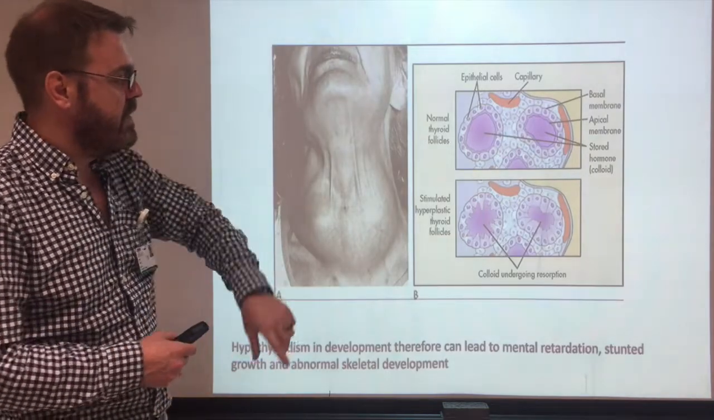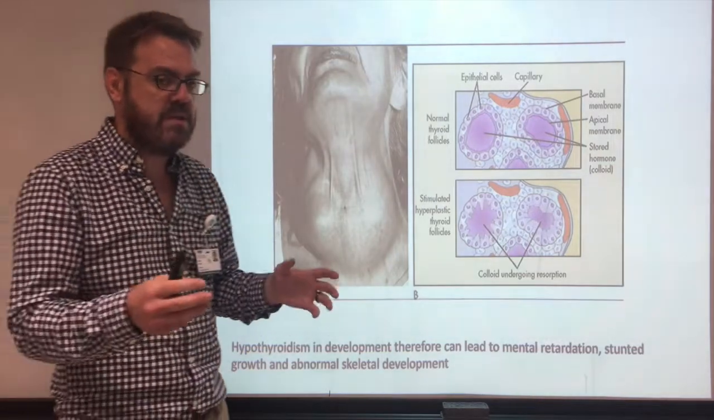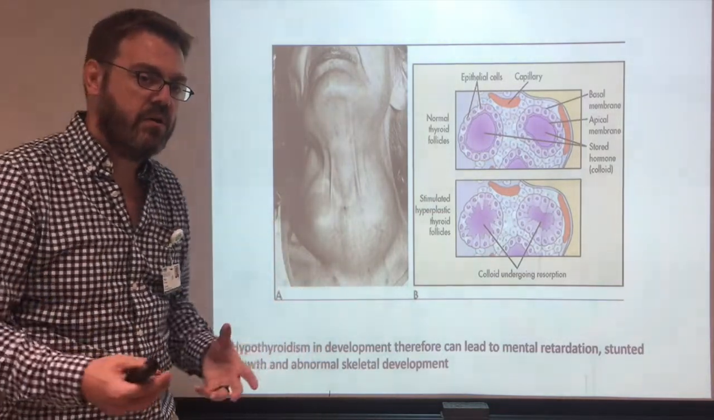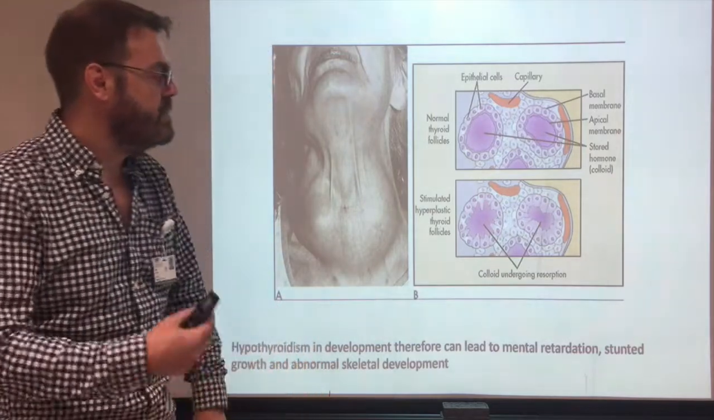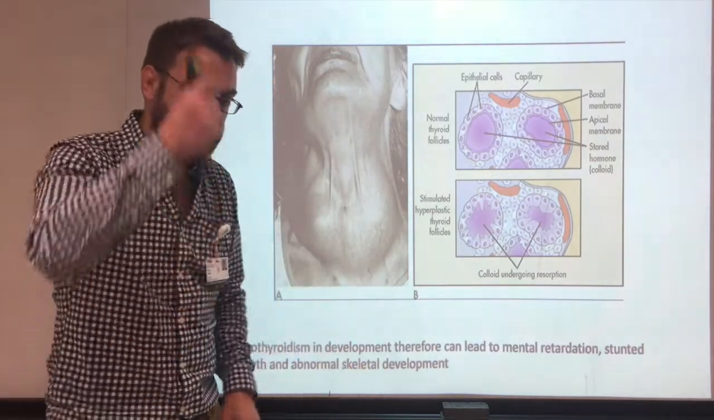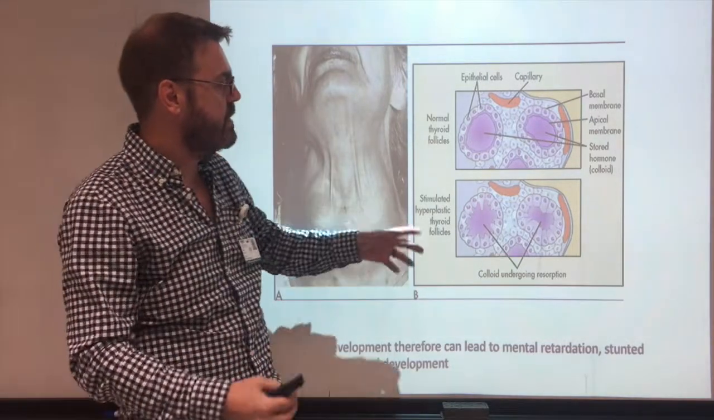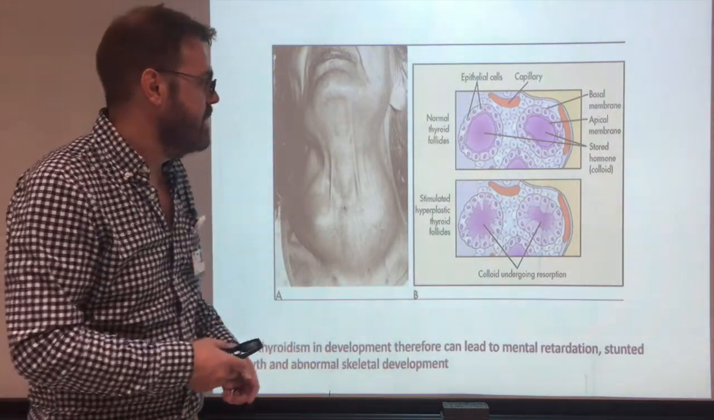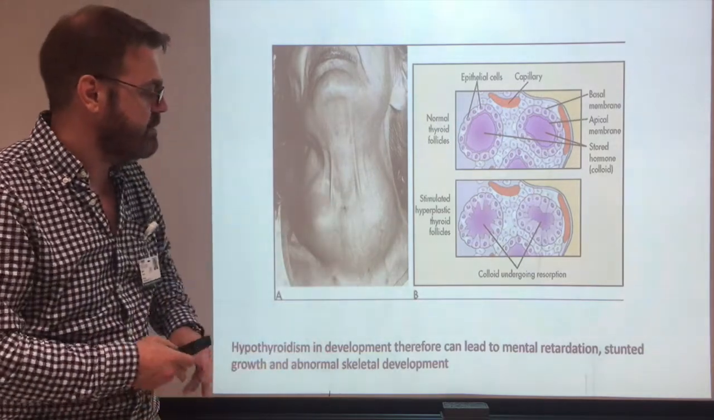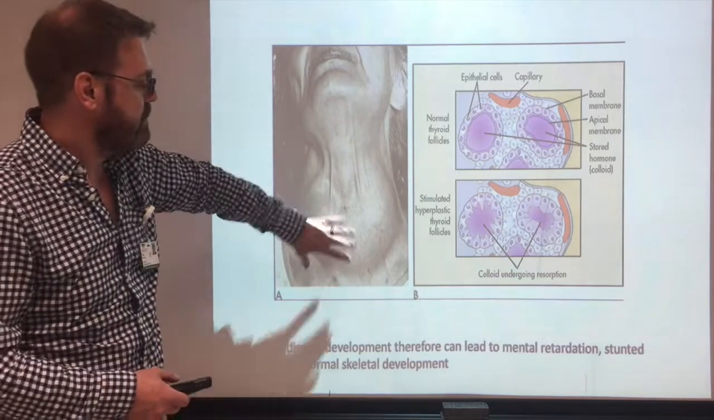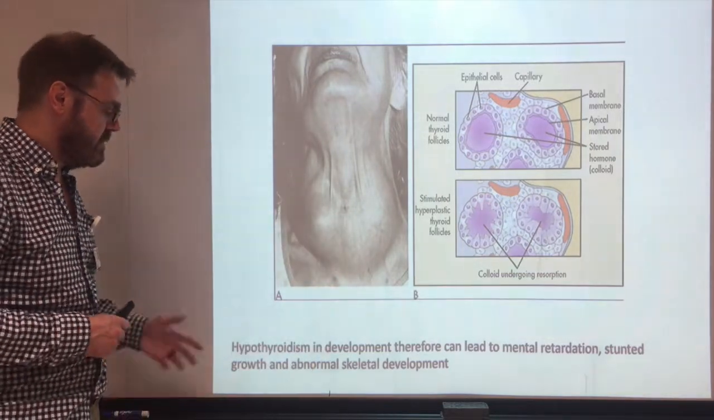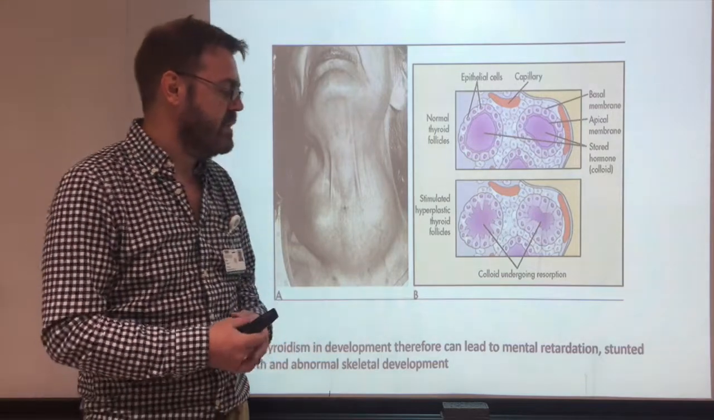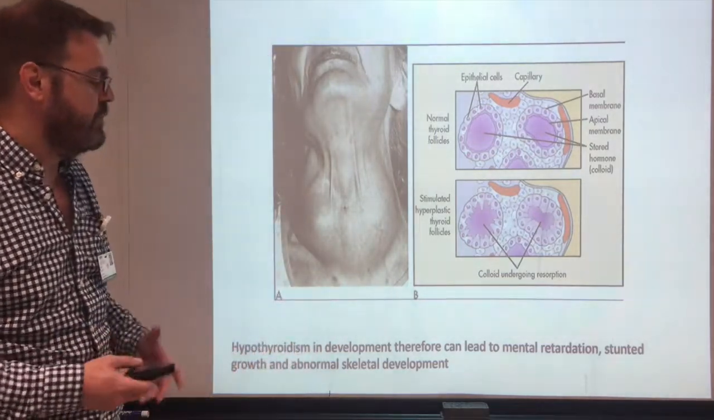And because TSH doesn't have a feedback loop, if there's something wrong, you don't have enough iodine, or the thyroid isn't able to release thyroid hormone, there is no feedback, and as a result you'll just get constant TSH released, and this just makes the whole thing grow. You get larger follicles, you get more and greater epithelial cells, and as a result the whole thing grows, and then with a lack of iodine you get these goiters formed. And hypothyroidism, the take-home message here for growth, is that hypothyroidism in development can lead to mental retardation, stunted growth, and abnormal skeletal development.